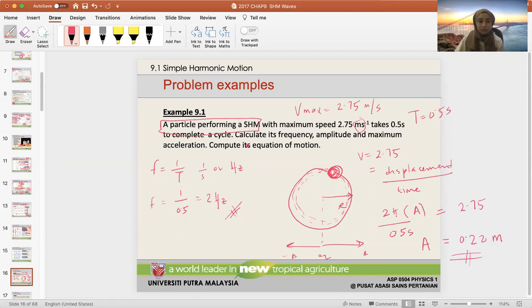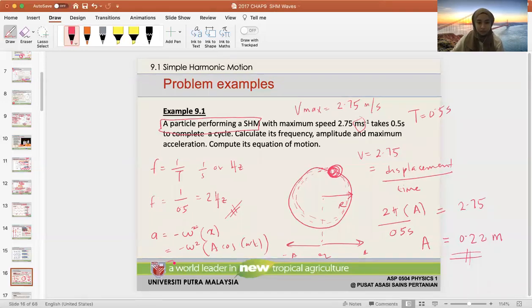Okay, so maximum acceleration. How do I do this one? Now we can use the equation we learned earlier, which is a equals minus omega squared x, or minus omega squared A cosine omega t. It is a struggle to remember. Okay, so what do we do next?